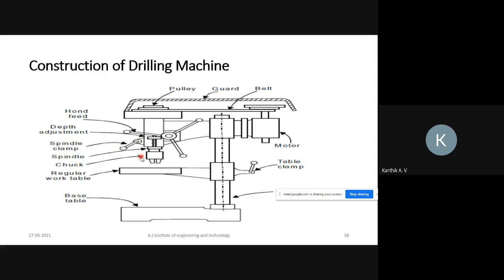Then the chuck, you already studied in the lathe. The chuck is nothing but the tool fixing mechanism. 3-jaw chuck, 4-jaw chuck, like that, different types of chuck are also available. So this is the work table. The work table is also made of very strong material. Why? Because it should hold the work properly. So these are the basic details of the drilling machine.